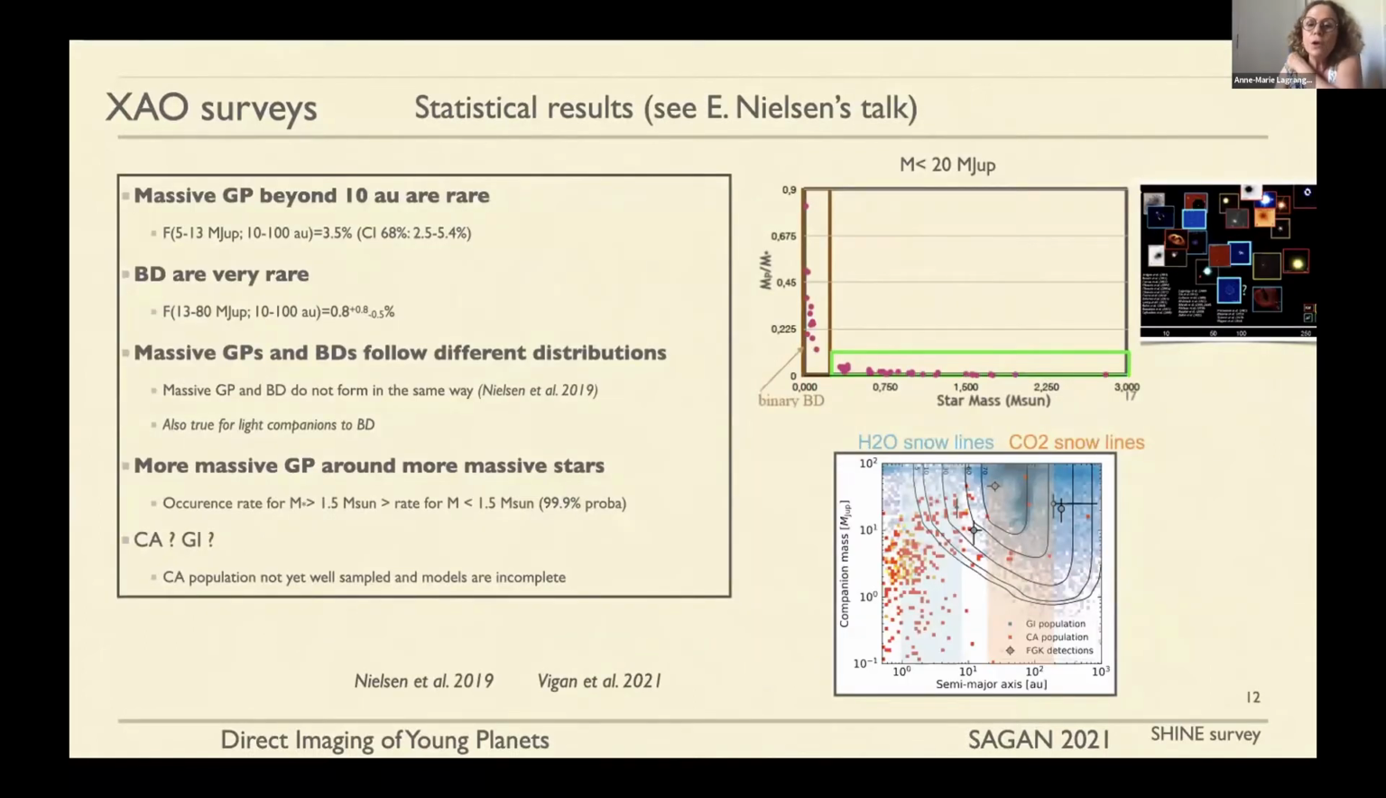Concerning the statistical results, you had a full talk yesterday on that. The main thing to keep in mind is that massive planets beyond 10 AU are rare. Brown dwarfs are very rare. The distributions of giant planets and brown dwarfs are different, so probably they were formed differently. And you tend to find more massive giant planets around more massive stars than around less massive stars.